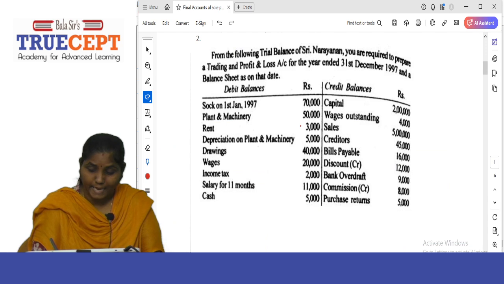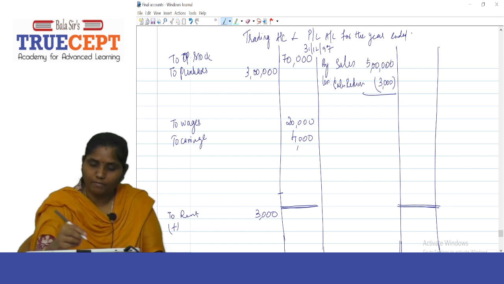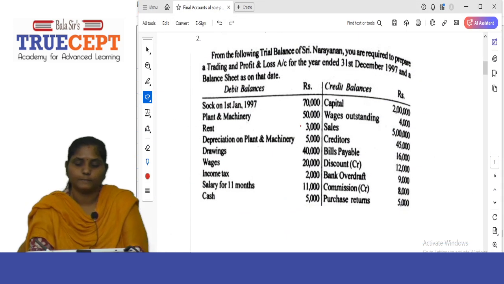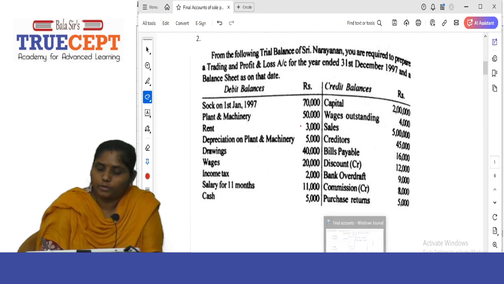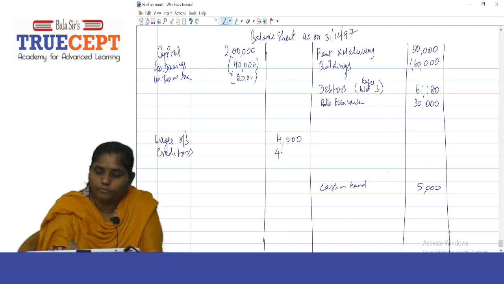Next comes your sales 5 lakh. By sales 5 lakh. Remember we have adjustments also, right? For that, we'll come back to that in the adjustment. Next. Creditors 45,000. Do I have an adjustment? No. So straightaway I can write creditors. How much? 45,000, outer column. Next, bills payable. How much? 16,000. Outer column again because I don't have any adjustment.